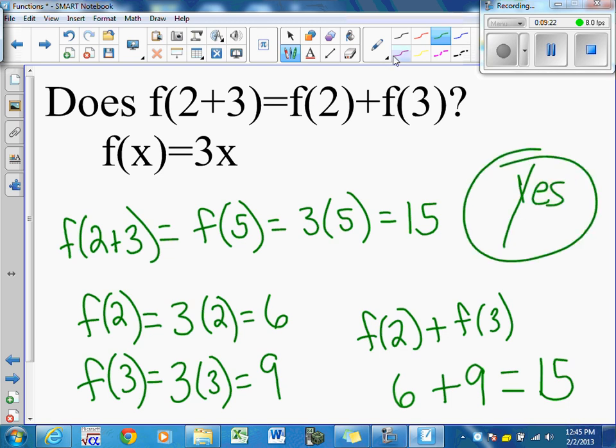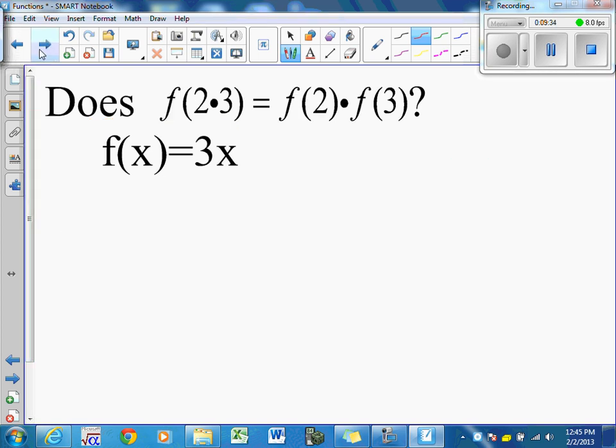And yes, they are equal. Now, will they always be equal? No. They work for this function only. That's not always true. Understand that. That works for this function. Try another one. What about f of 2 times 3 and f of 2 times f of 3? Does that work for the same function?